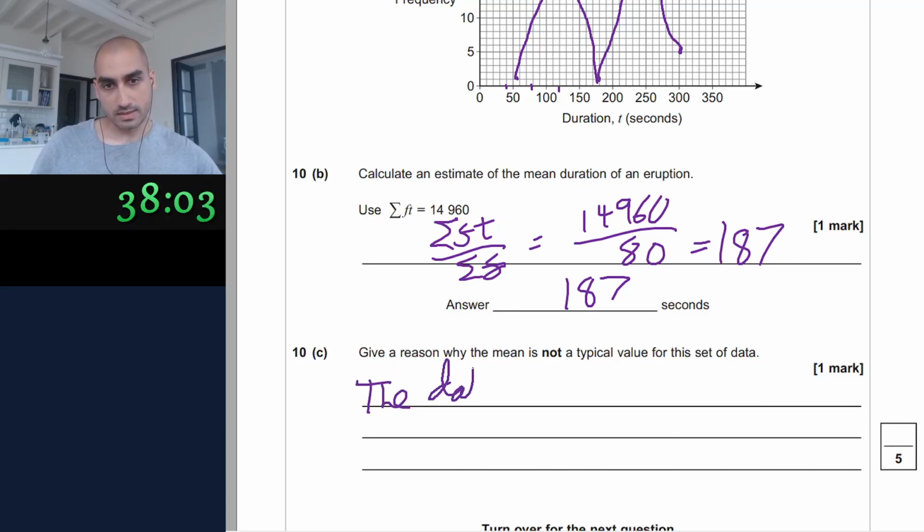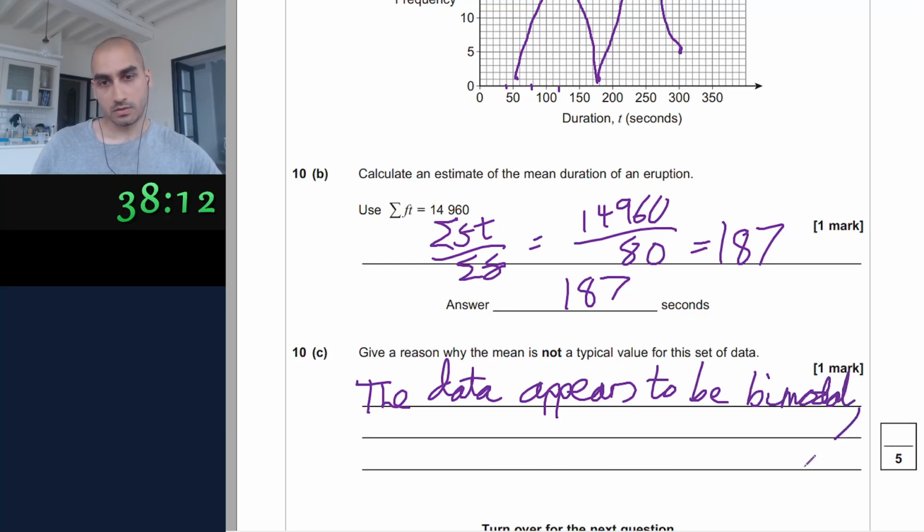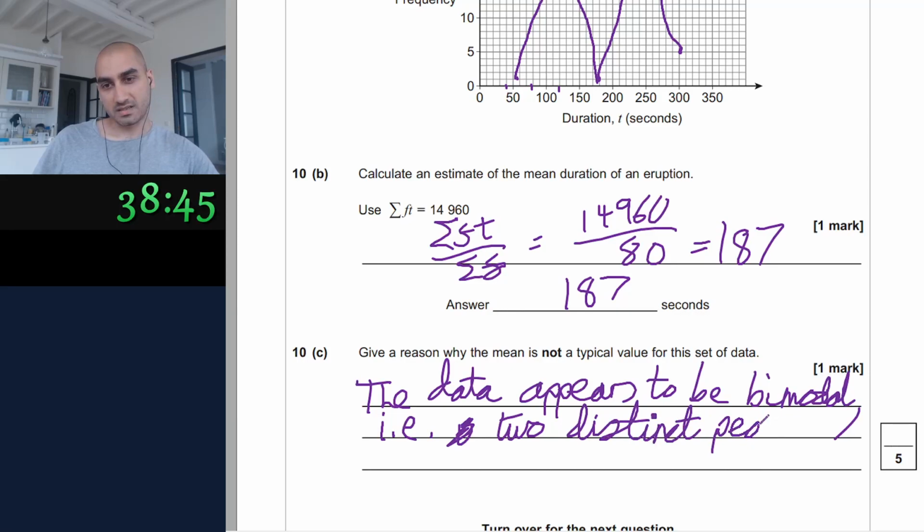The data appears to be bimodal, i.e., what exactly do we mean by that? Two distinct peaks?